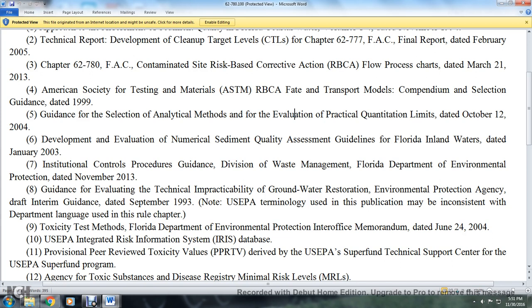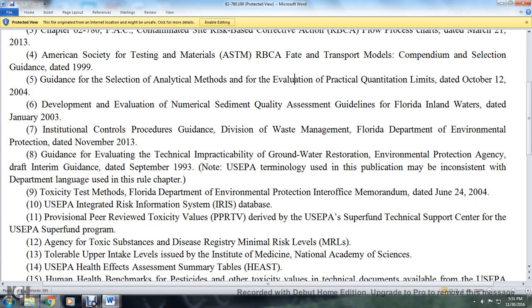Toxicity test methods, Florida Department of Environmental Protection Inter-Office Memorandum dated 2004. U.S. Environmental Protection Agency Integrated Risk Information System database and provisional peer-reviewed toxicity values derived by the U.S. Environmental Protection Agency Superfund Technical Support Center for the U.S. Environmental Protection Agency Superfund Program.